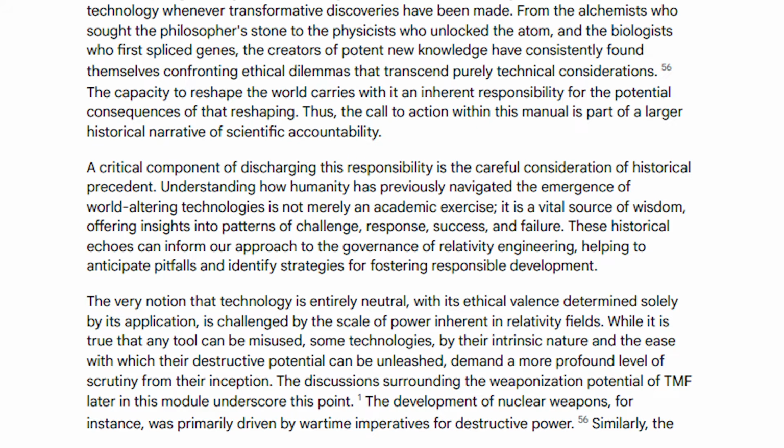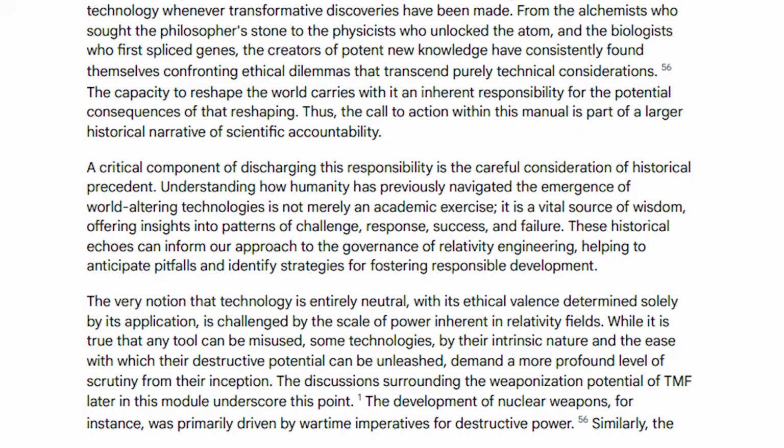A critical component of discharging this responsibility is the careful consideration of historical precedent. Understanding how humanity has previously navigated the emergence of world altering technologies is not merely an academic exercise. It is a vital source of wisdom, offering insights into patterns of challenge, response, success, and failure. These historical echoes can inform our approach to the governance of relativity engineering, helping to anticipate pitfalls and identify strategies for fostering responsible development.